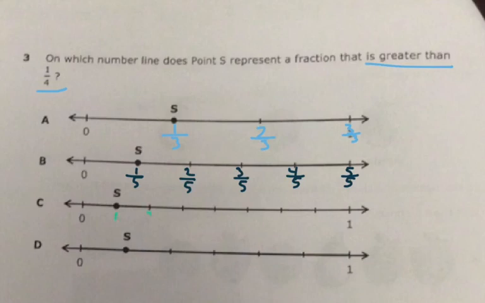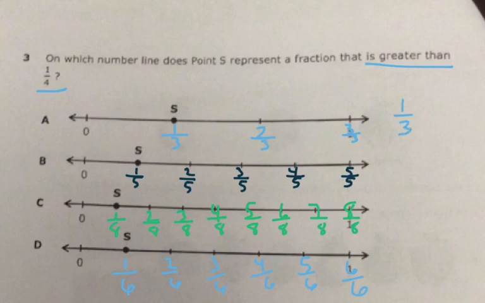Line C, 1, 2, 3, 4, 5, 6, 7, 8. So each fraction is going to be an eighth. And the last one, line D, 1, 2, 3, 4, 5, 6. So each fraction is a sixth. So I need to find which fraction is greater than 1/4. So for line A, the S is equal to 1/3. I need to compare that to 1/4. And the answer should be greater than.